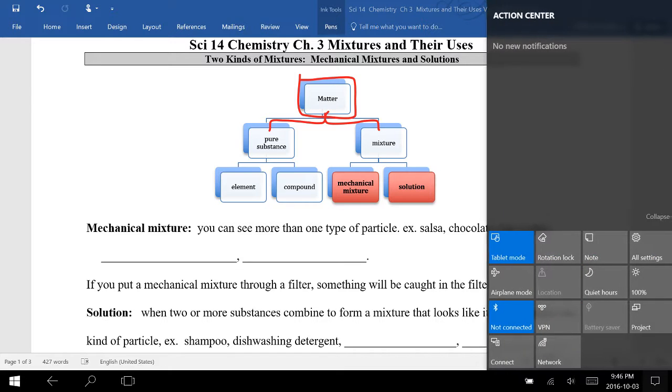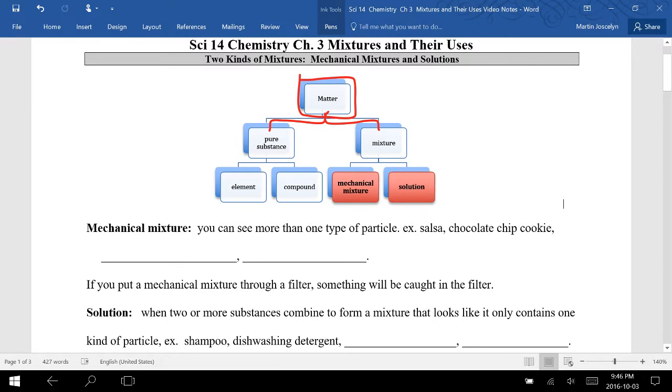With our pure substances, we looked at elements of the periodic table, and we also looked at compounds when we had two or more elements come together to make a compound. Now we're going to talk about, on the other side, mixtures. So if you don't have a pure substance, you have a mixture.